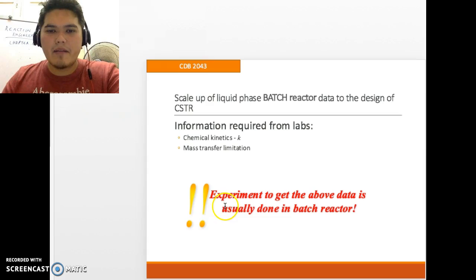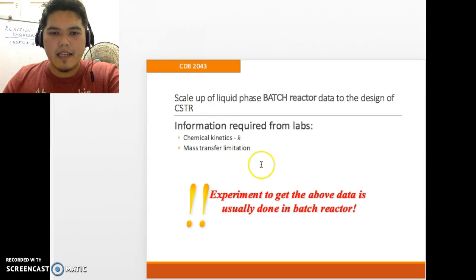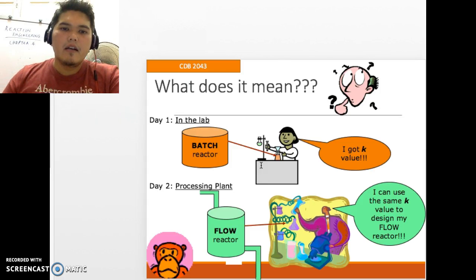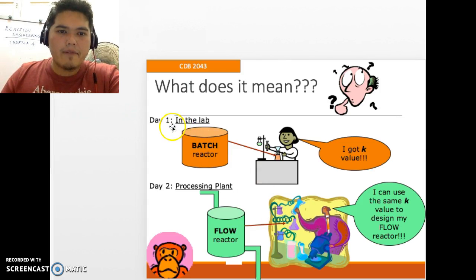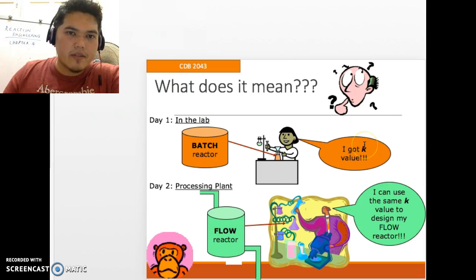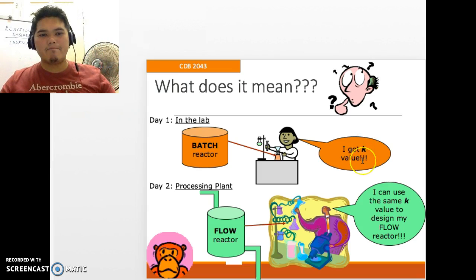And all this experiment to get this particular data is usually done in a batch reactor. For example, when we have day 1 in the lab, we use a batch reactor like a small beaker, and then we do some experiment, and finally, voila, we got the K value. But this particular K value doesn't change with any type of reactor.